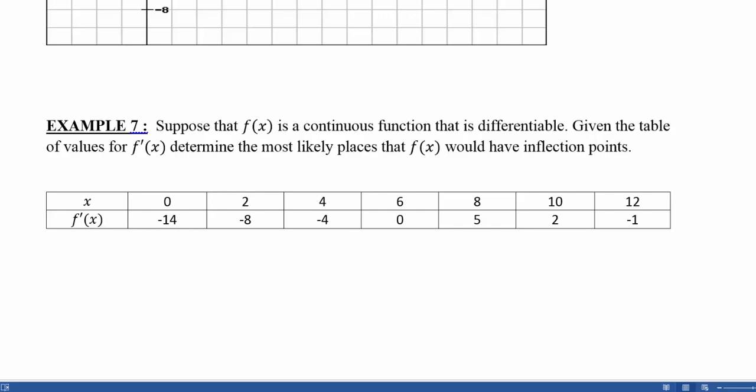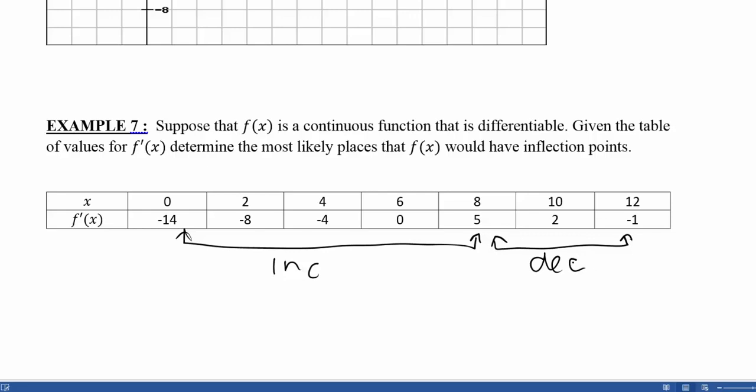So let's look at the values of the derivative to see what we can figure out. Negative 14, negative 8, negative 4, 0, 5. That set of numbers is increasing. They're going upward when you think about a number line. So they're becoming less and less negative at first, then they go to 0, and then they become positive. 5, 2, negative 1. So those numbers are decreasing.